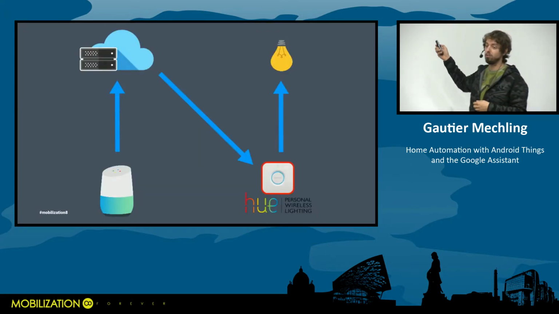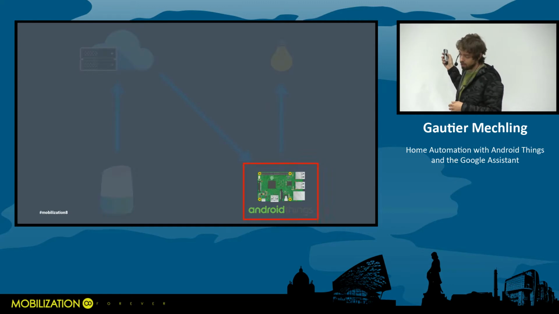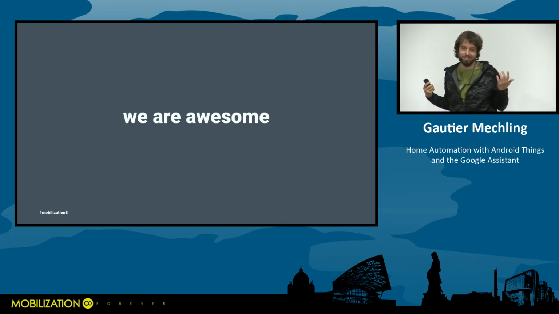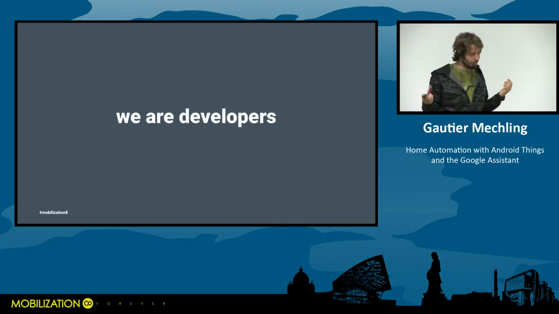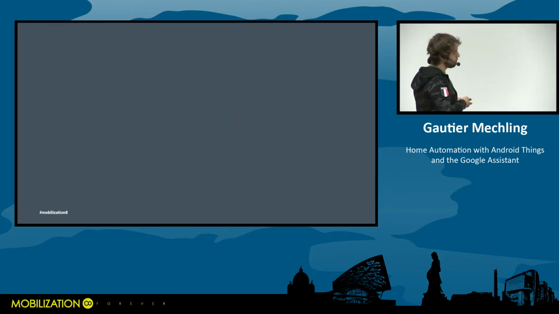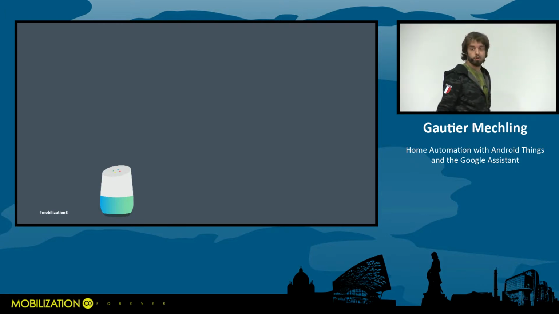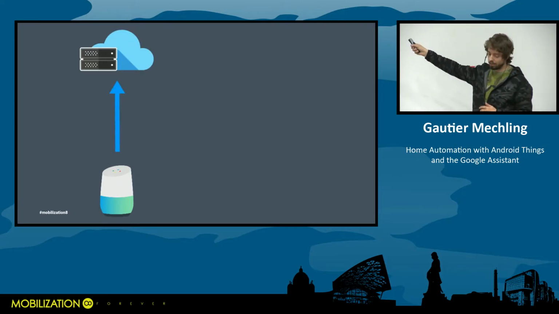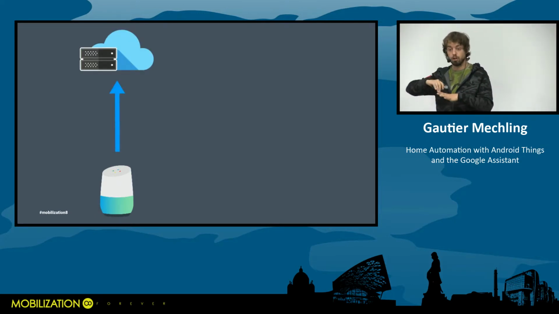So we will build a device very similar to the Philips Hue bridge, but using Android Things instead, because it will be awesome because we are awesome. I mean, obviously we are developers. So let's start again from the beginning. Remember, when you say, OK Google, change the lights to blue, the Google Assistant will call one of your web services. And to tell Google which web service it should call, it's quite simple.